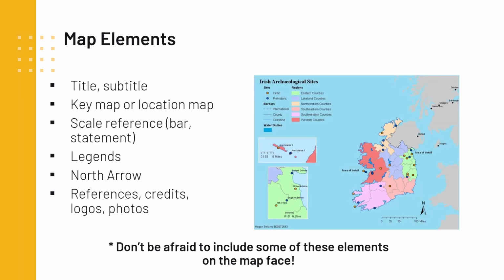So what other map elements should you consider? Well, title, subtitle, key map or location map, some sort of scale reference, typically a scale bar, legends, north arrows, references, credits, logos, photos. These are items that could be somewhere on your map face or they can go on a box beside, again, depending on the type of theme or look you're trying to go for.